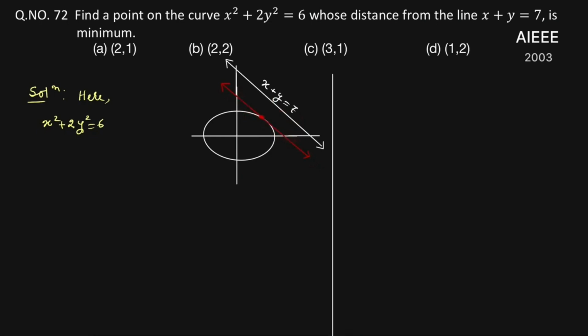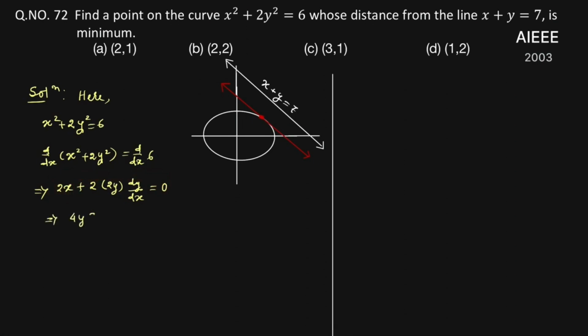Now this is the ellipse and the given line, that is x plus y equal to 7, is this. Now we need a point on the curve which is at minimum distance from the line. This is only possible when you draw the tangent from that point which is parallel to that line. Now we find the slope of the tangent. For that we differentiate this curve, that is d by dx of x square plus 2y square equal to d by dx of 6, which implies that d by dx of x square, that is 2x, plus d by dx of 2y square, that is 2 into 2y dy by dx, d by dx of 6, that is 0.